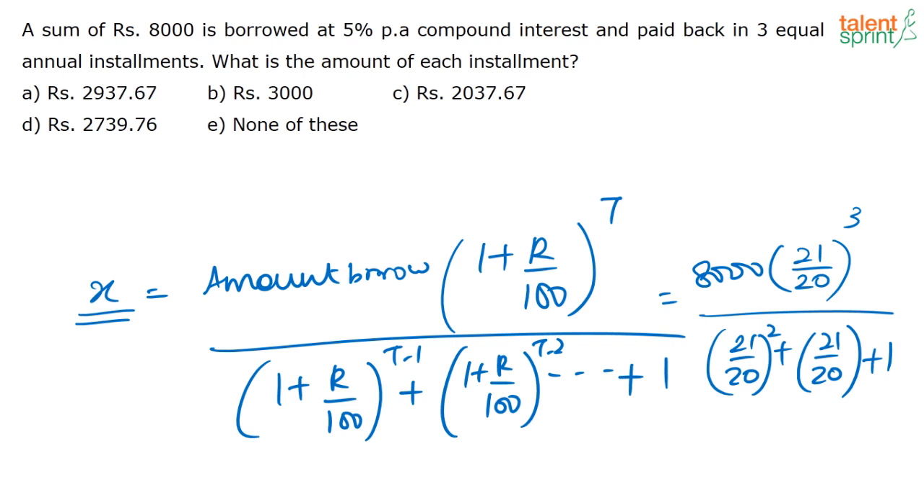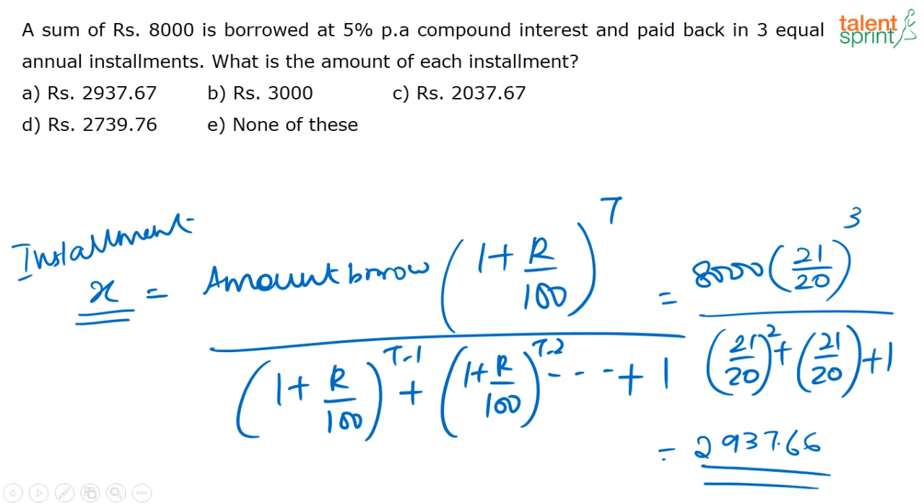So see, first let us look at this formula now. There is a formula that you can use to solve such questions. The installment X that you have to pay is given by this formula, the amount borrowed into 1 plus r by 100 whole to the power t, divided by this. Directly solve for this, you get the answer. You get it as 2937.66. Okay. So this is the fast way. If you are not able to follow the concept, this is the easy way of doing it.